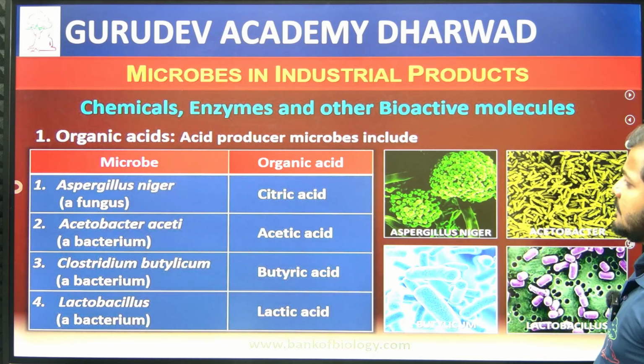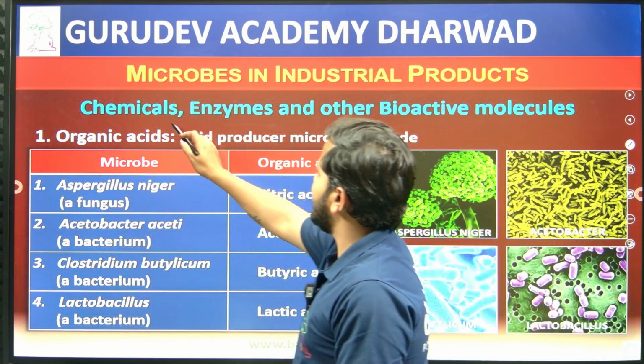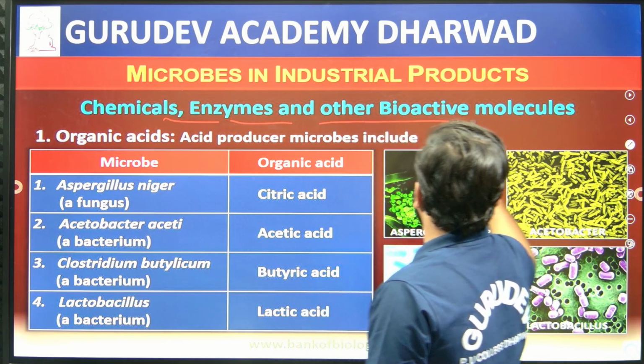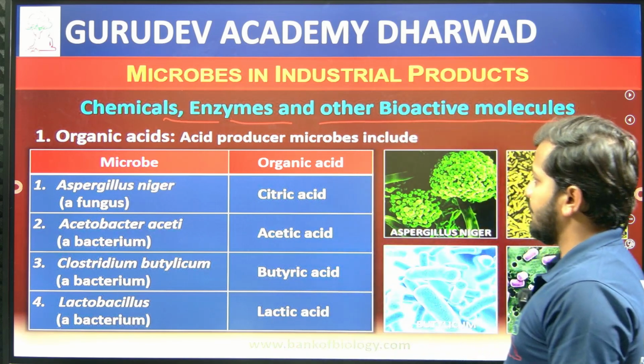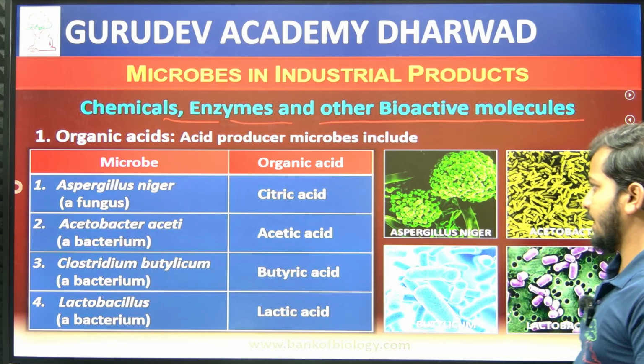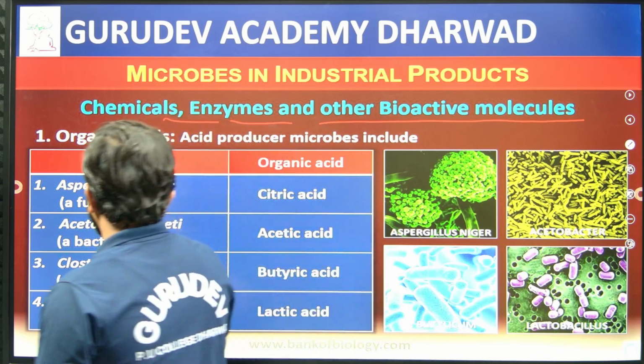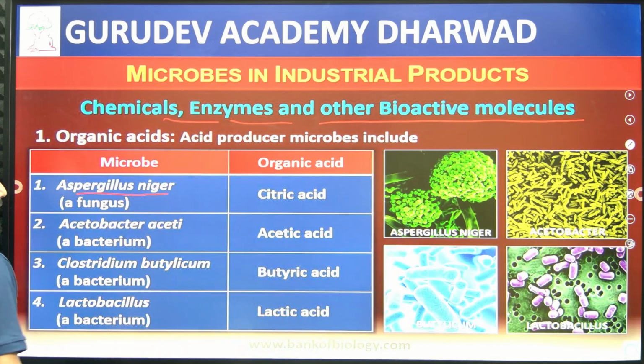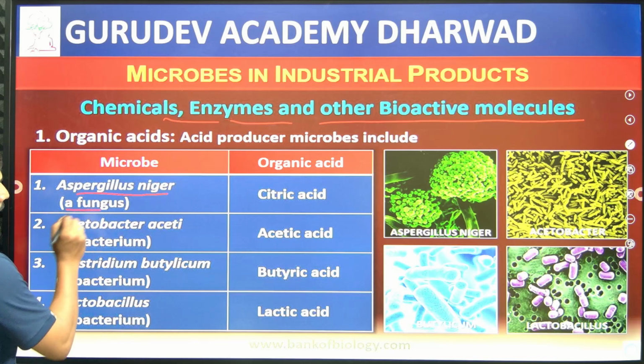Then some chemicals, enzymes and other bioactive molecules can be produced from such microorganisms. So here we have Aspergillus niger. Aspergillus niger is a fungus, right?